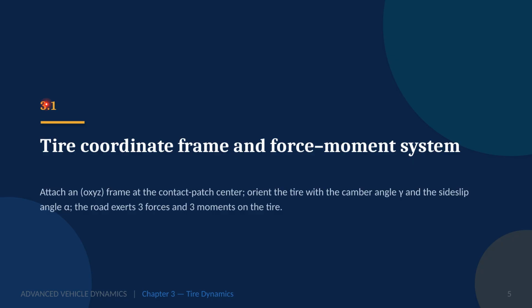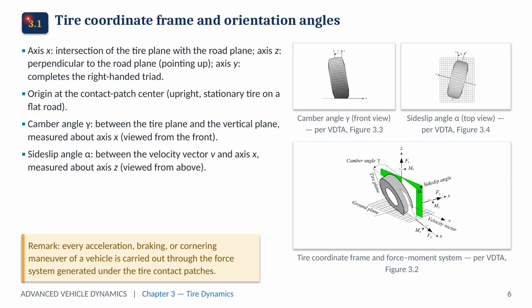We begin Section 3.1, the tire coordinate frame and the force system. Here we attach the axes OXYZ at the center of the contact patch, orient the tire with 2 angles, the camber angle gamma and the sideslip angle alpha, and then list the 3 forces and 3 moments that the road applies to the tire. The axes are defined as follows.